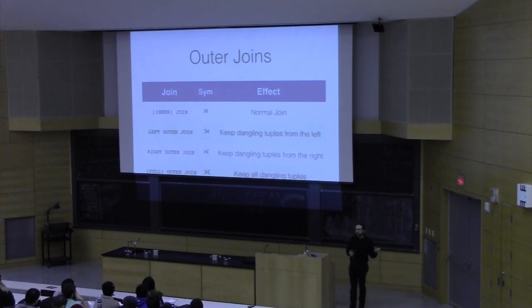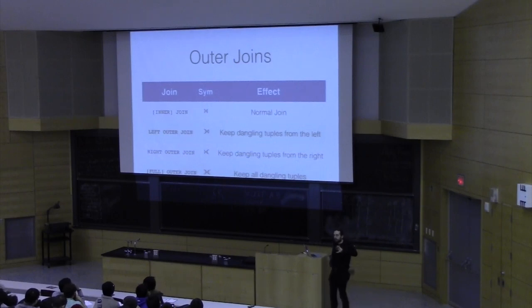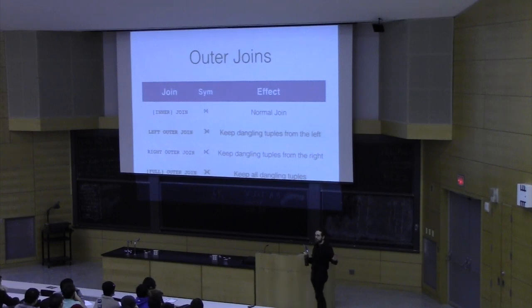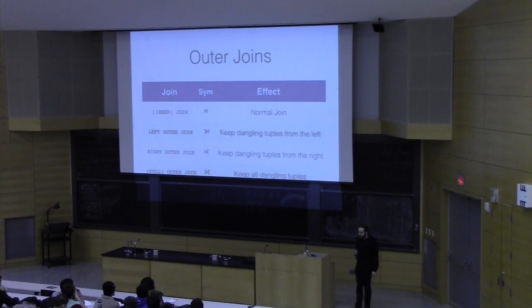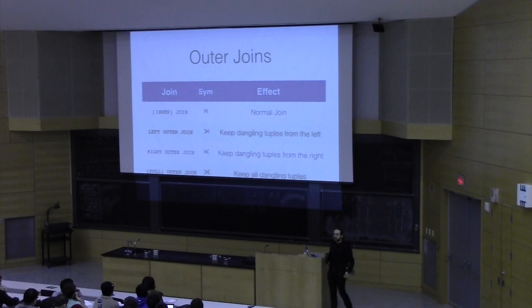One where you keep all of the tuples on the left-hand side that aren't matched by tuples on the right side. This is called a left outer join. One where you keep all of the tuples on the right side that aren't matched by something on the left, and this is called a right outer join. And one where you keep tuples that aren't matched on either side, and this is sometimes referred to as a full outer join or just an outer join.